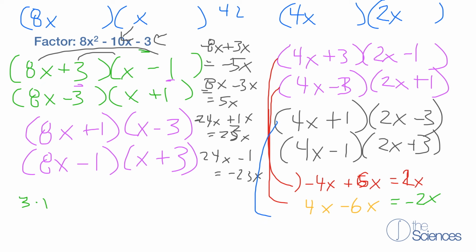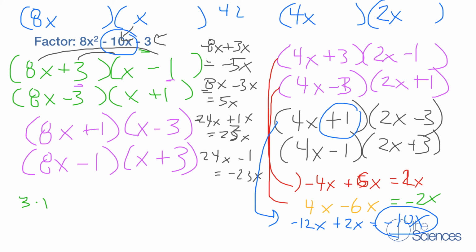So for our third one, we have negative 12x plus 2x equals negative 10x. So this matches our middle term of negative 10x. So this means that our multiples are plus 1 and negative 3. So here we're going to write plus 1 and negative 3. So here's our answer: 4x plus 1 times 2x minus 3.